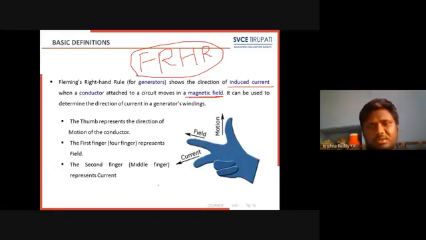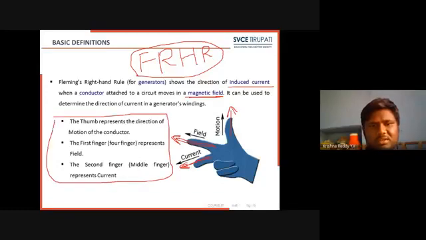When you keep the three fingers of the right hand 90 degrees to each other, the thumb represents the motion of the conductor, the forefinger represents the direction of field, and the middle finger represents the direction of current. This is all about Fleming's right hand rule. Thumb represents motion of conductor, forefinger represents direction of field, middle finger represents direction of current.